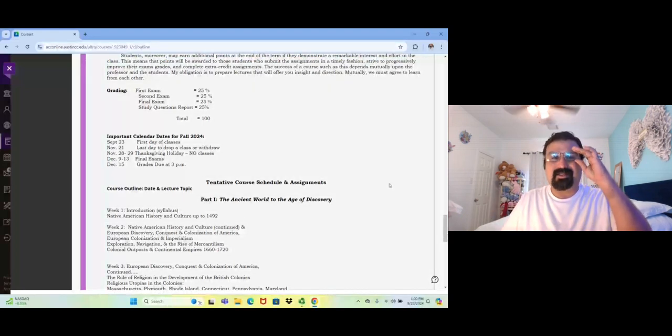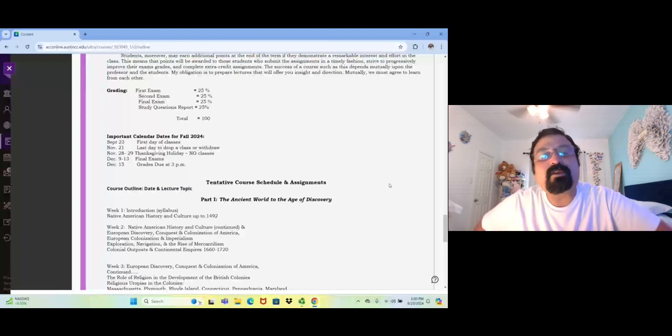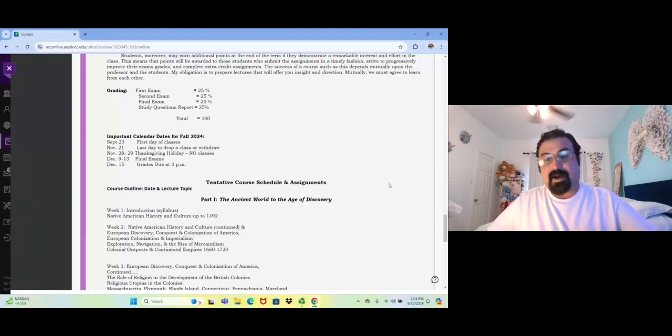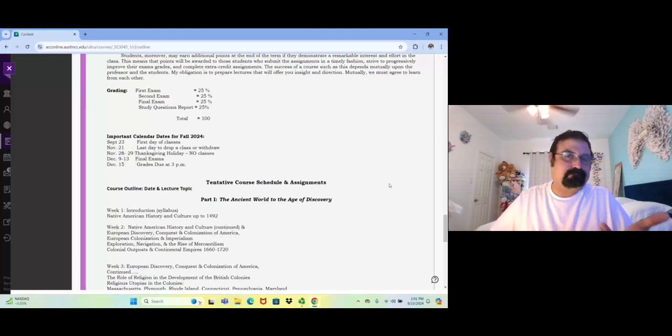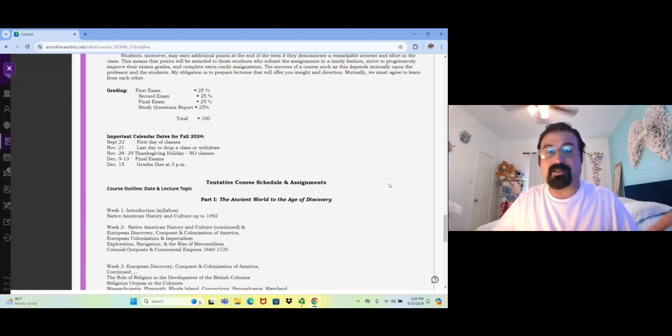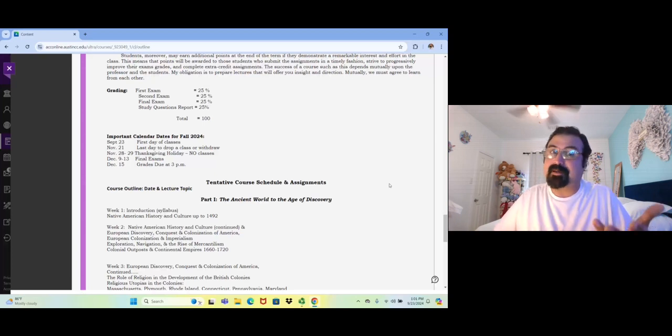So the grading. There are 4 main grades for this course. First exam, second exam, final exam, and study questions report, each worth 25%. Now, in this grade distribution and calculation, also consider that we're going to have extra credit assignments. They're not mandatory, but again, you also have the opportunity to increase your grade.